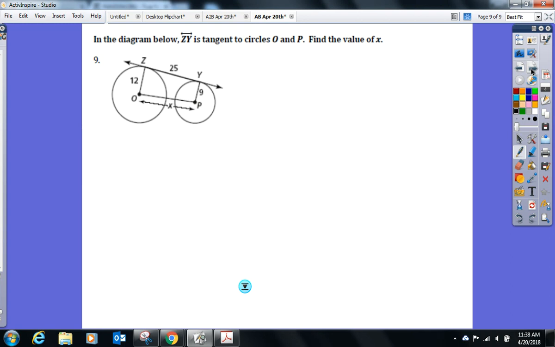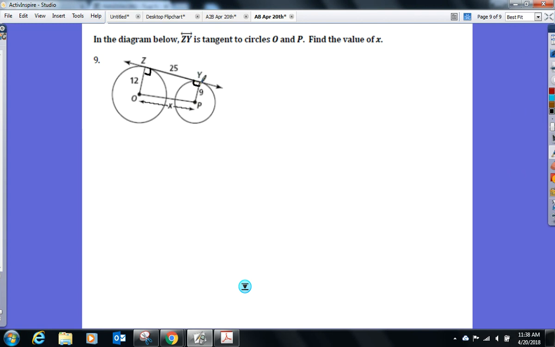At angle Z and angle Y. Okay. Now, many of you maybe would say right away, oh, it's a rectangle. X is 25. I'm done. No. That's not a rectangle unless these two are right angles, which I have no idea. Oh, boy. So how can I find x?